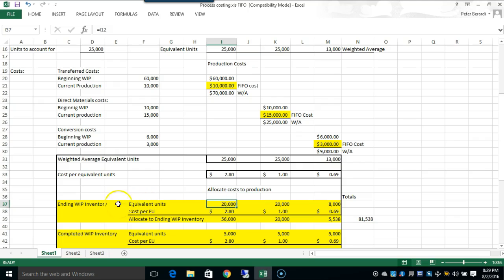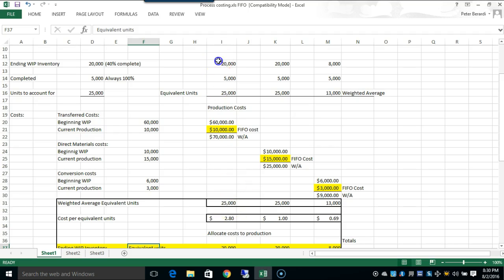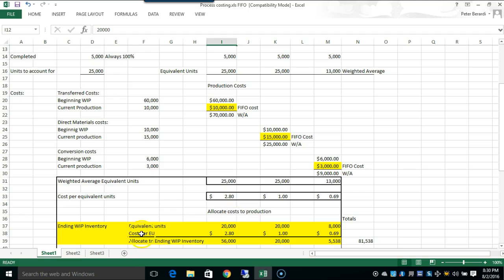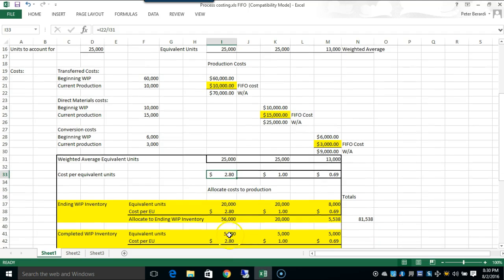The ending WIP inventory equivalent units using the weighted average. You take the ending WIP inventory equivalent units, which is 20,000 under transferred in, and you simply multiply it by your cost per equivalent unit that you just calculated. So your ending WIP inventory is 56,000.